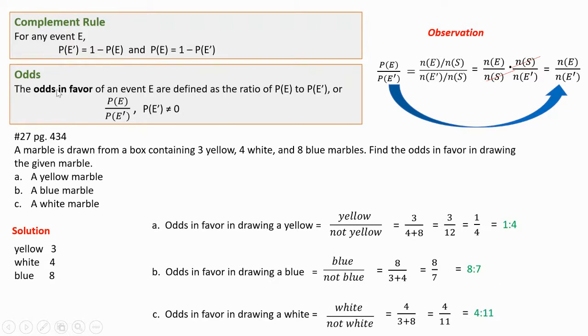So most students like to do it this way, by the observation. And again, first I proved it to you guys with math. So instead of doing all this work here, just put the number of the event over the number of not the event. That's what I use here.